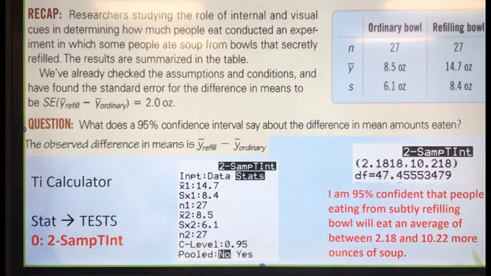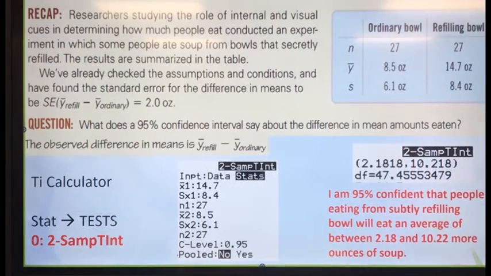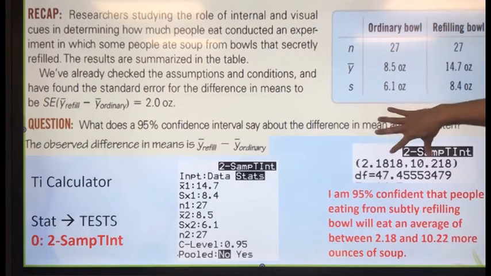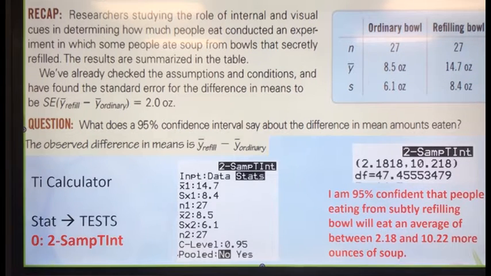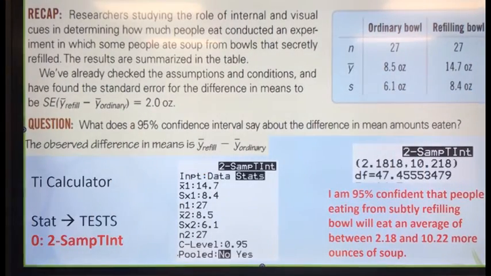My confidence interval is between 2.18 and 10.22. I'm 95% confident that people eating from a refill bowl will eat an average of between 2.18 and 10.22 more ounces of soup than the ordinary bowl. And 95% confidence that they'll eat this much more than the ordinary. That's what that's going to tell me. So nothing else changed here except for what test we're calculating in the calculator.